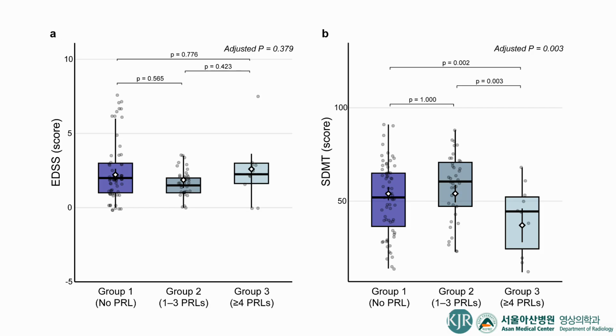The disease severity as measured by EDSS did not show significant differences among the patient groups with different PER burdens. However, patients with higher PER burden had significantly worse cognitive function as measured by SDMT.